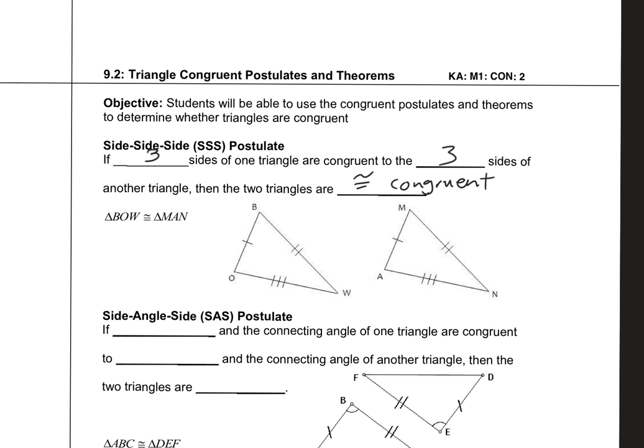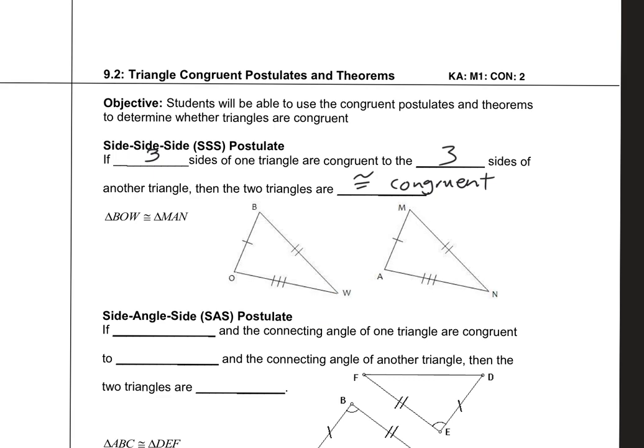All right. Again, just what does congruent mean? It means the exact same size and shape. So we see these two triangles here. They're exactly the same size and shape. And we know that because this side and this side match, this side and this side match, this side and this side match. So triangle bow is congruent to triangle man. All right. That's not the only way, though.